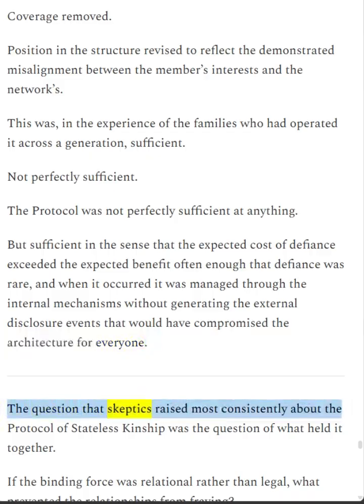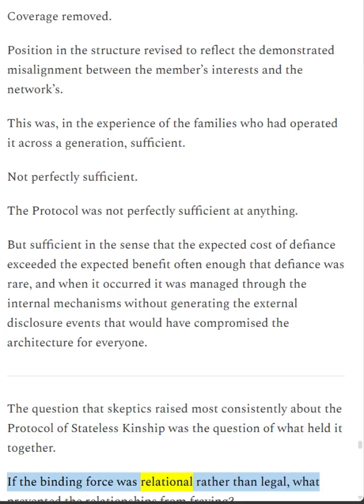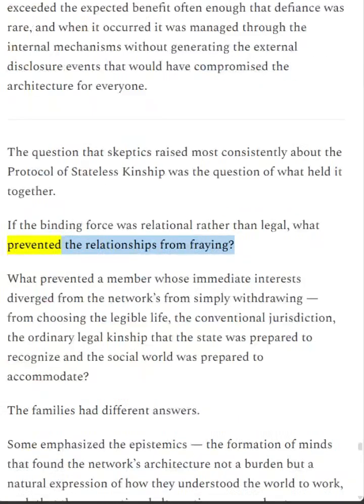The question that skeptics raised most consistently about the protocol of stateless kinship was the question of what held it together. If the binding force was relational rather than legal, what prevented the relationships from fraying? What prevented a member whose immediate interests diverged from the network's from simply withdrawing, from choosing the legible life, the conventional jurisdiction, the ordinary legal kinship that the state was prepared to recognize and the social world was prepared to accommodate? The families had different answers.